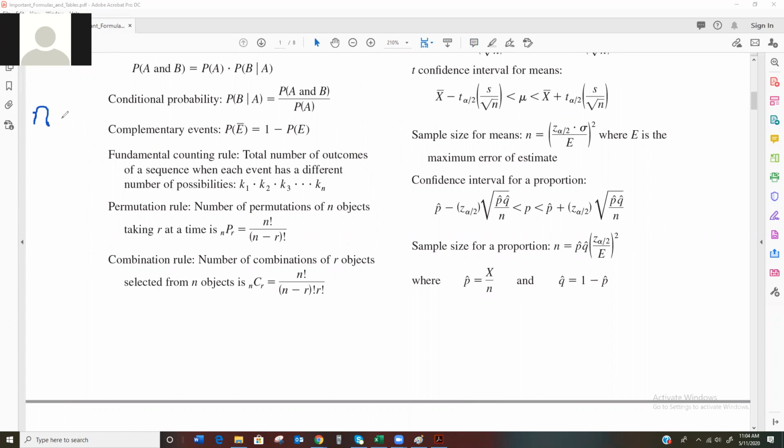So it's n equals p hat q hat times z sub alpha over 2 over e squared. So there's our formula. And I'll pop over here to the chart real quick to get the Z once we figure out what our confidence level is.